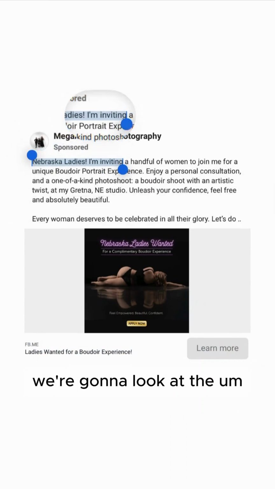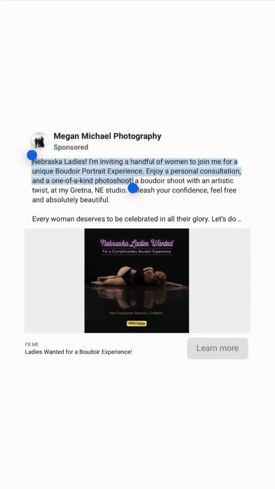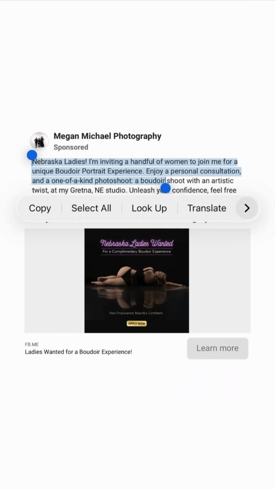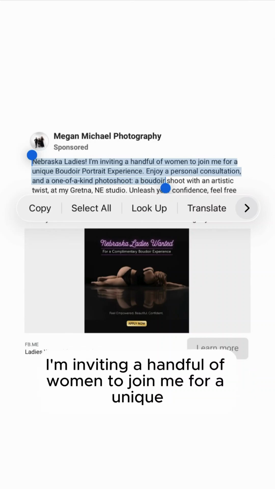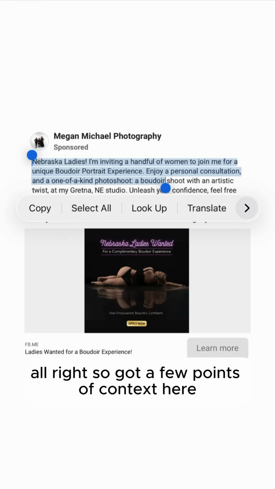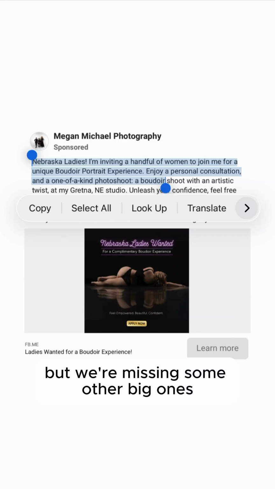Finally, we're going to look at the see more headline here. The first 2 3/4 lines on the Facebook mobile newsfeed. So we go: Nebraska ladies. Inviting a handful of women to join me for a unique Boudoir during a personal consultation. All right, so got a few points of context here, but we're missing some other big ones.